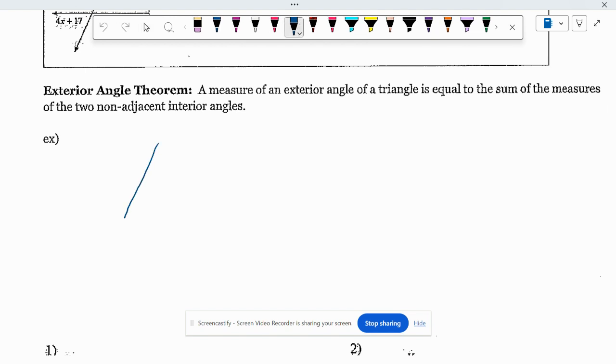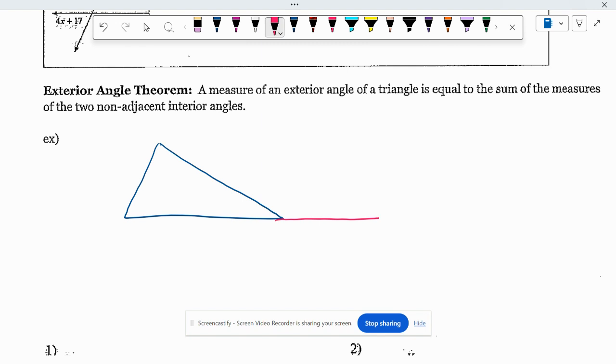So I'm just going to draw a triangle, and then I'm going to extend one of the sides like this. So just sketch a triangle. This is on page 5. I just want to go through the exterior angle theorem because you guys already know the triangle sum theorem. The exterior angle theorem is what you guys missed.